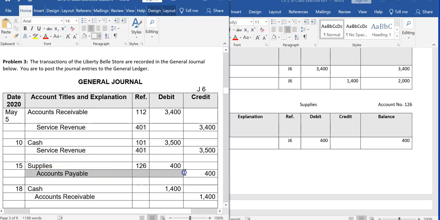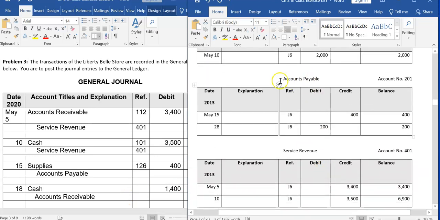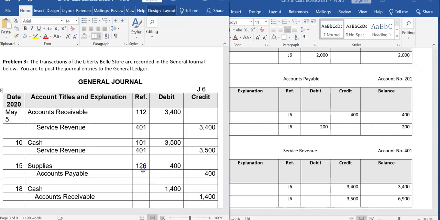My next line item is to credit accounts payable for $400. I will go to the General Ledger. I will find accounts payable. On May 15th, from General Journal, page 6, I am crediting it $400. Brings its balance up to $400 because credits increase liability accounts. Take my account number where I posted to, back to the General Journal to document that I have now posted that credit, causing accounts payable to increase $400.